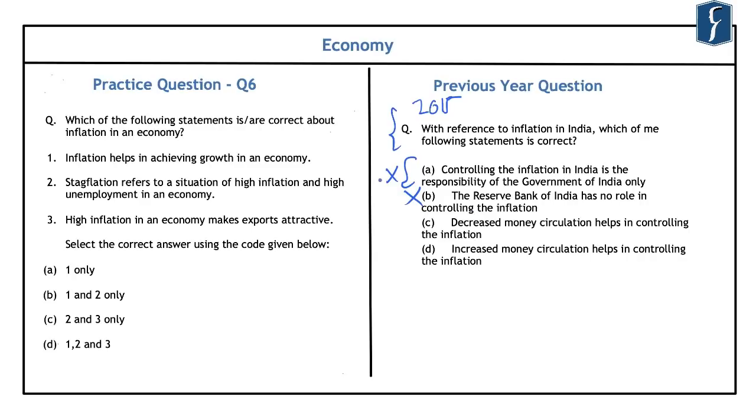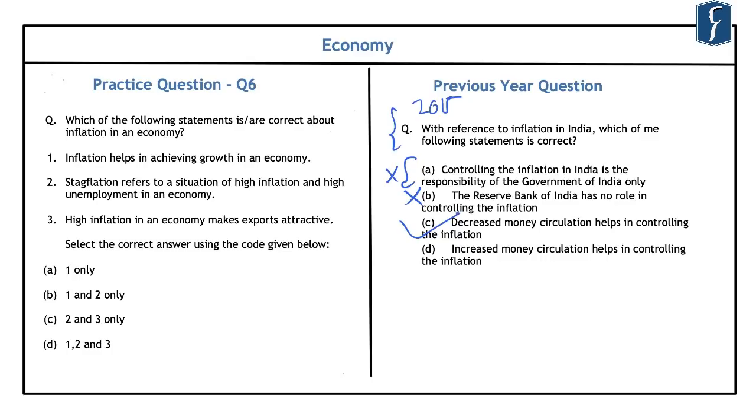Now in this, if there is decreased money circulation, the spending power of the people will be decreased. And if the spending power of the people is decreased, it will lead to a decrease in demand. And when there is a decrease in demand, it leads to a fall in the prices of articles. And hence the correct answer here is C, that is decreased money circulation helps in controlling inflation.